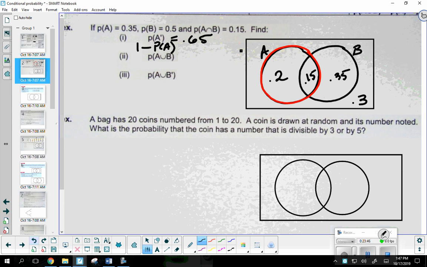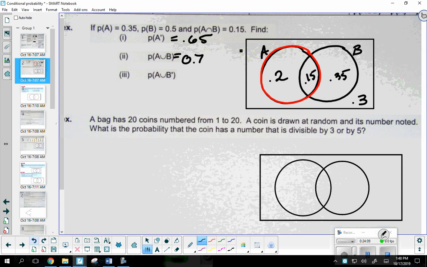So there are always going to be multiple ways you could look at this. How many people got the first one right? Okay, that's okay, a little bit of practice. Let's try 2. Jaylee, what did you get for the probability of A and B's union? 0.7. There you go.